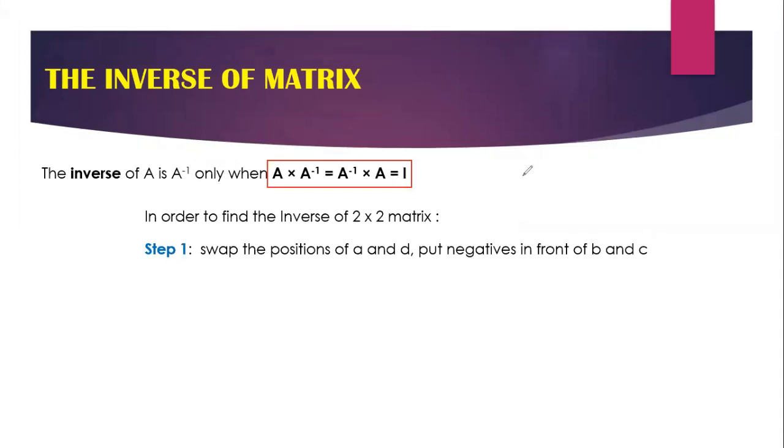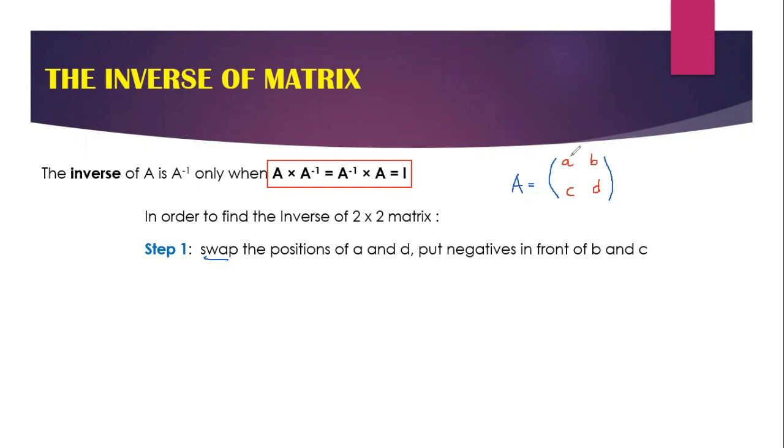Let's say we have a 2 times 2 matrix, and this is the component matrix A, B, C, D. Clear? The first step is to swap the position of A and D, and then put negatives in front of B and C.